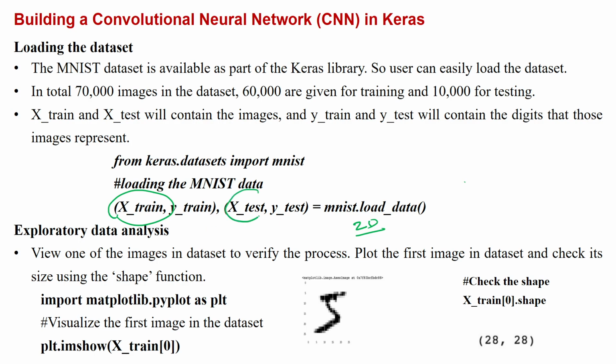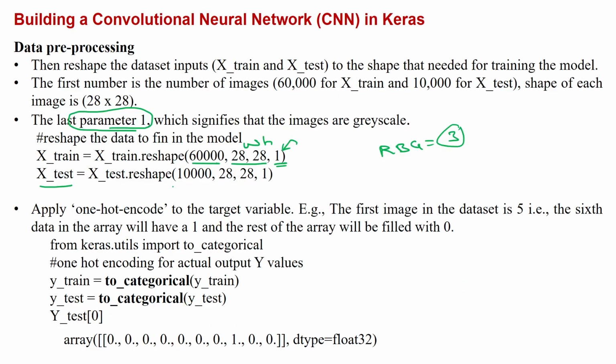And here x_test is the variable which is going to have the testing images. Here we already assigned it, so we are going to reshape that into 10,000 images for the testing data set. All the images are 28 by 28 grayscale images. Then there are the actual outputs, y_train and y_test, which are the actual output values.